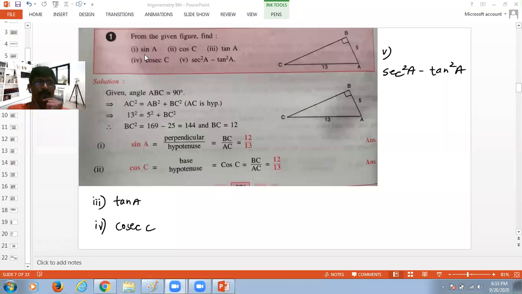Okay guys, so we've learned in the last recording up to cos A how to do this, 12 by 13. Now I'll teach you how to do this: tan A, cosec A, and then this last part, sec square A minus tan square A. So how exactly is it supposed to be done?